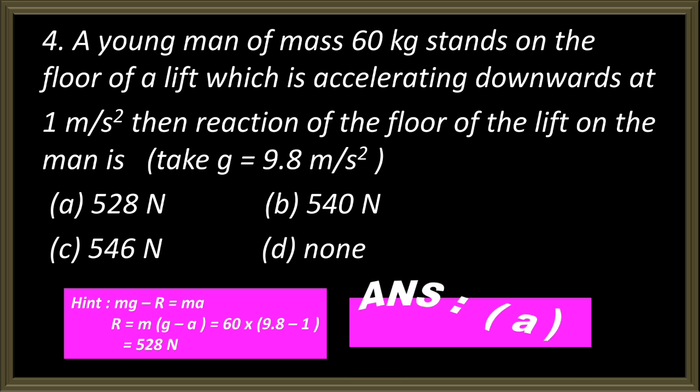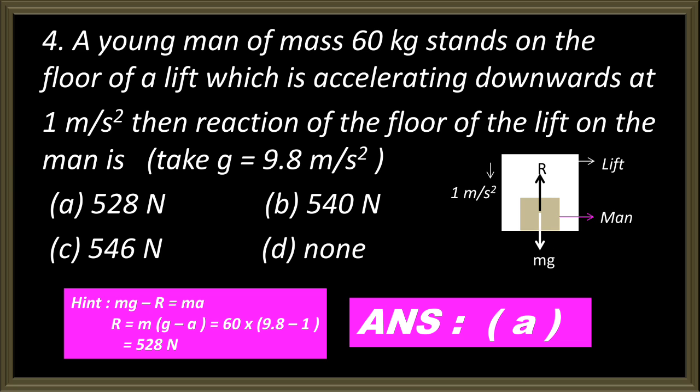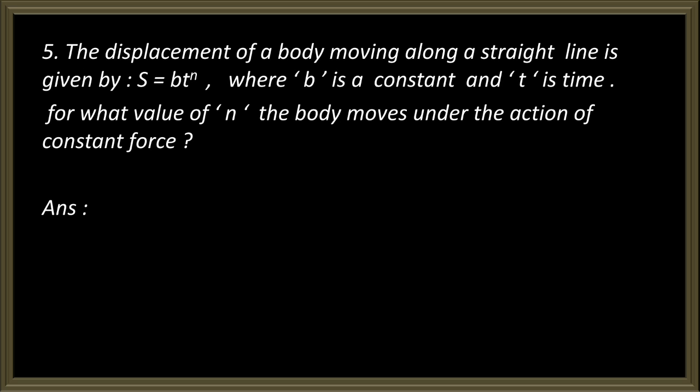Question 4. A young man of mass 60 kg stands on the floor of a lift which is accelerating downwards at 1 meter per second square. Then reaction of the floor of the lift on the man is 528 Newton, 540 Newton, 546 Newton, none. So here we can write the equation of motion while the lift is accelerating downwards. So net force in the downward direction is mg minus R equal to ma. So here R equal to m into (g minus a). So after putting m, g and a, we get 528 Newton. So the correct answer is A.